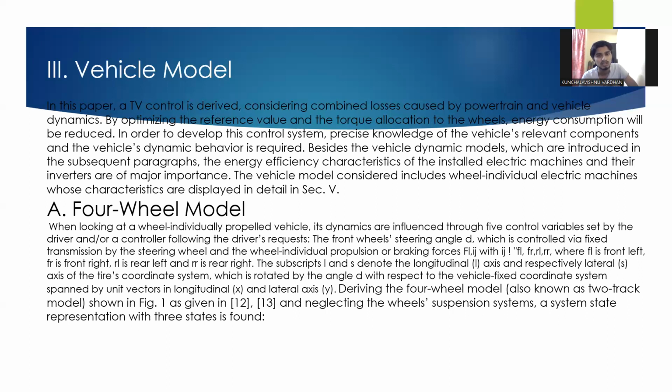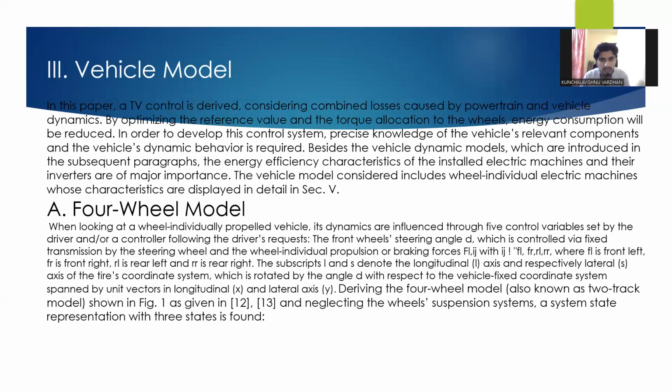The vehicle model considered includes vehicle individual electric machines whose characteristics are displayed in detail. The four-wheel model, when looking at a wheel individually propelled vehicle, is dynamically influenced through five control variables set by the driver and other controllers. Following the driver's request, the front wheel steering angle, which is controlled via fixed transmission by the steering wheel, and the wheel individual proportional braking forces.